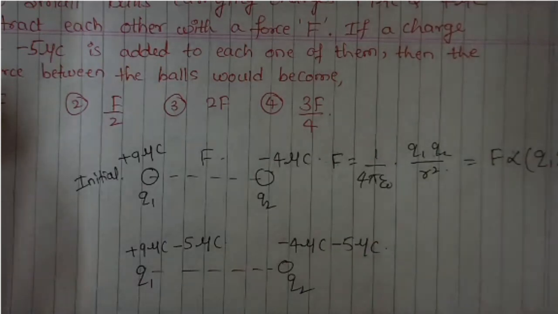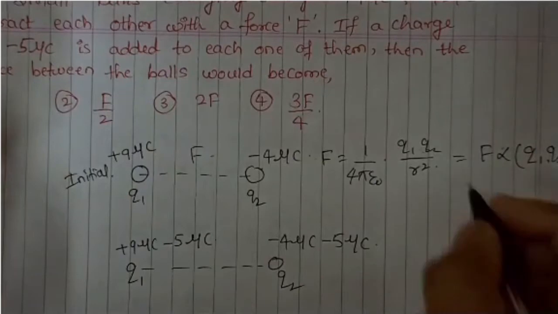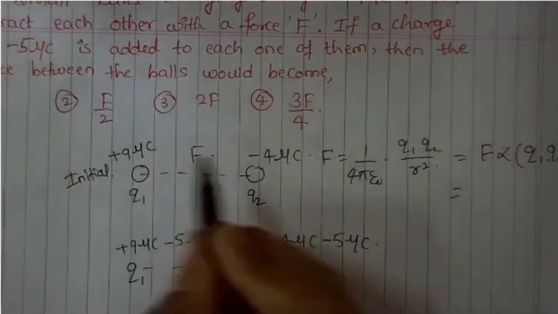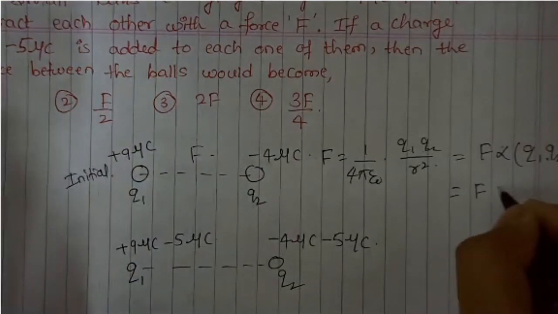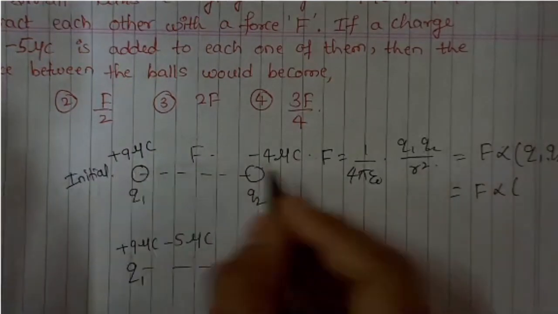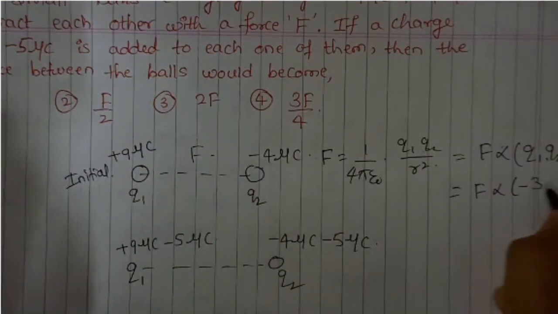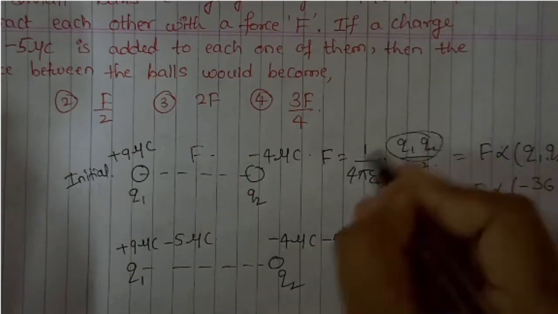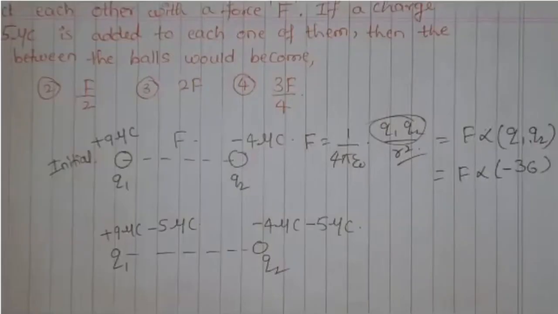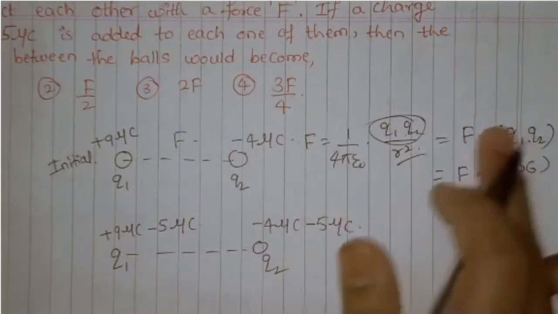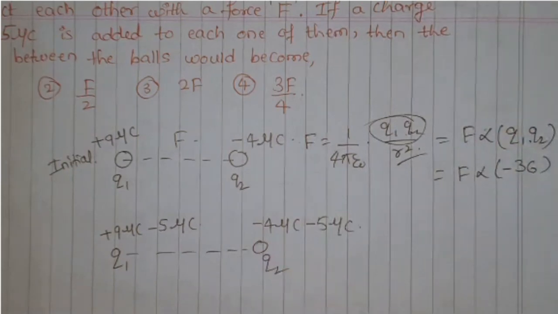Force is directly proportional to the magnitude of the product of the charges, correct? So how much are you going to get here? 9 minus 4, 4 nines are 36. So F is directly proportional to the magnitude of 36, something like this in microcoulomb. Just concentrate on the charges here because you don't know the r value or anything, right? So this was your initial one.